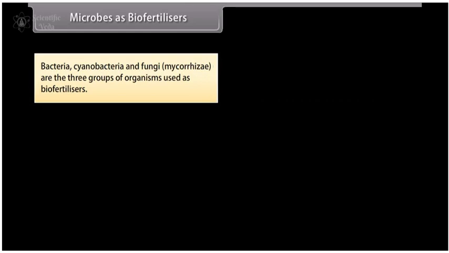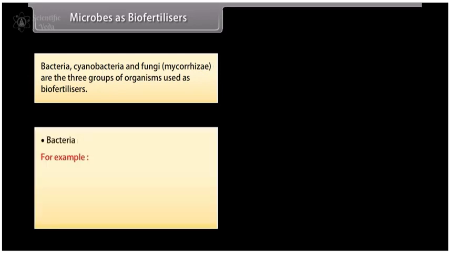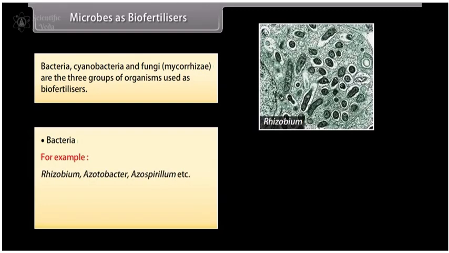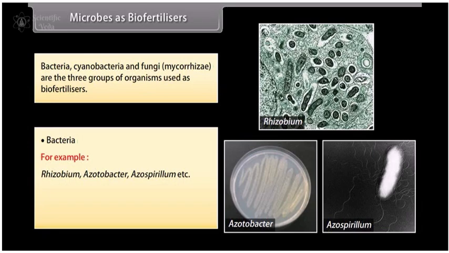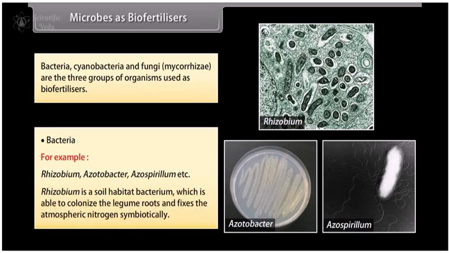Bacteria, cyanobacteria, and fungi, mycorrhizae, are the 3 groups of organisms used as biofertilizers. Bacteria, for example, Rhizobium, Azotobacter, Azospirillum, etc. Rhizobium is a soil habitat bacterium which is able to colonize the legume roots and fixes the atmospheric nitrogen symbiotically.